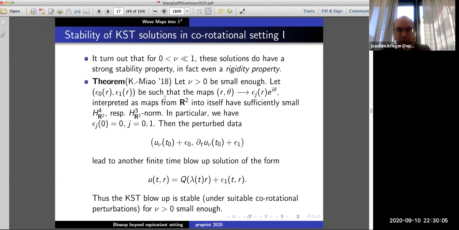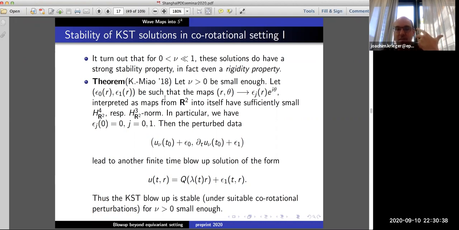Miao and myself, was that if you choose nu small enough, in the co-rotational setting, and you pick a perturbation of these KST solutions from 2006, where the increment that you add to the initial data has to be smooth enough and small enough, then the perturbed data again result in a blow-up solution, which blows up in the same space-time location and with the same scaling law. So it's extremely rigid.